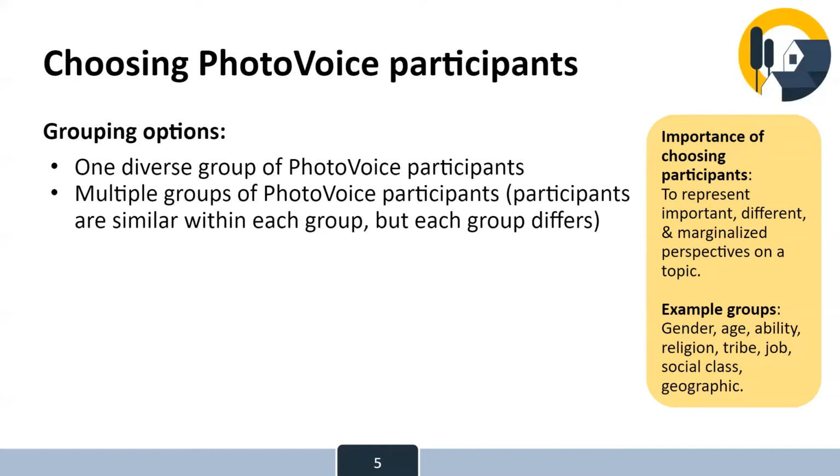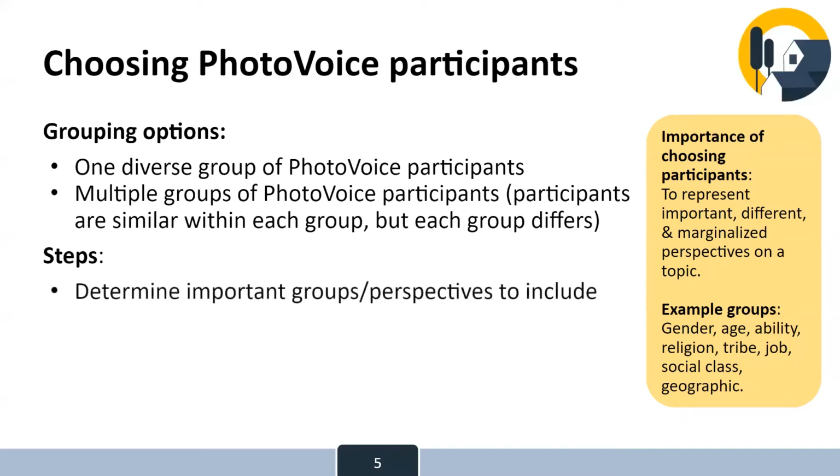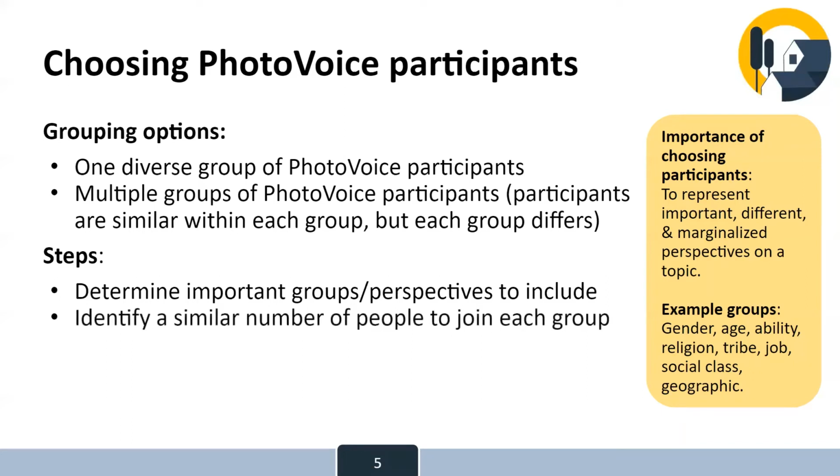All the participants in the group are similar, but each group is representing a different perspective, say men versus women, older people versus younger people, etc. So which grouping you decide to do will depend on the research question. And so the basic steps for choosing participants is determine what those important groups or perspectives are to include.